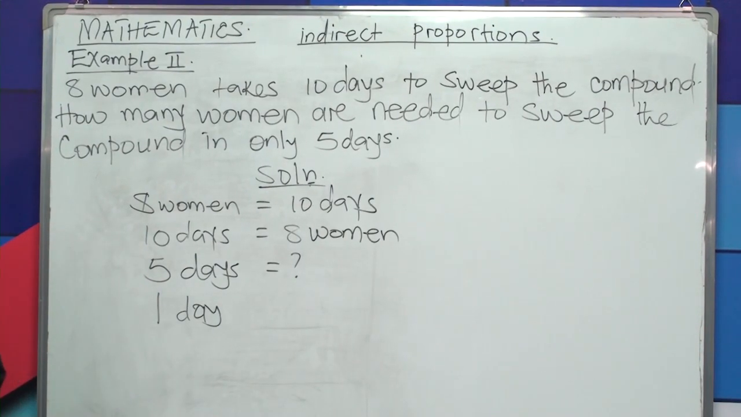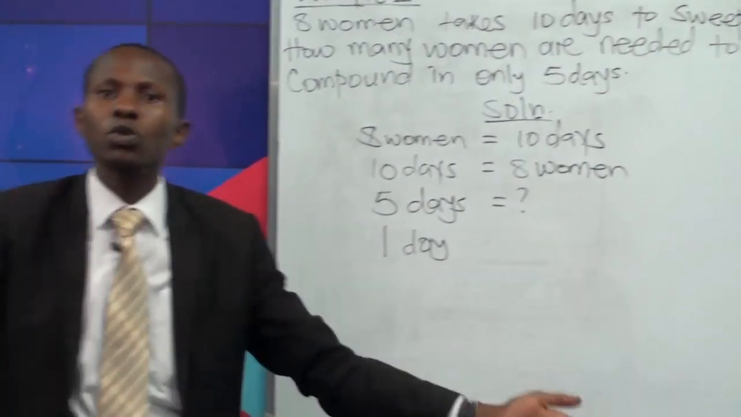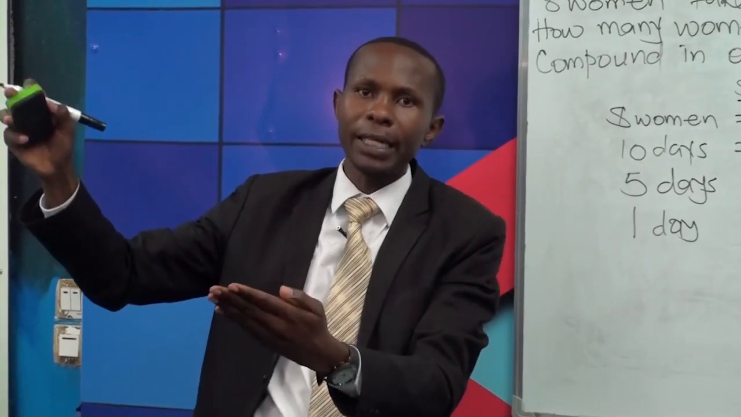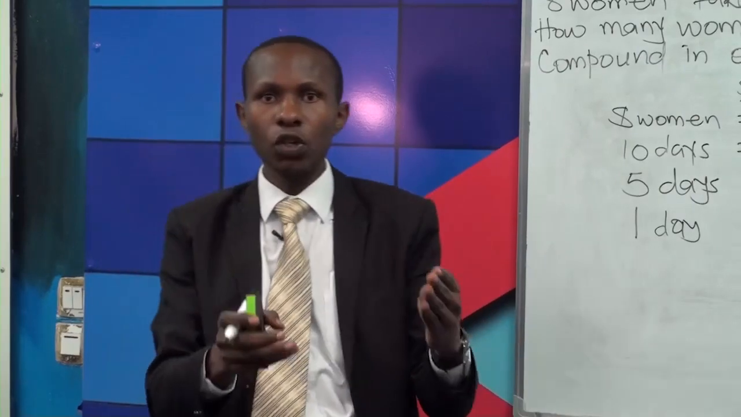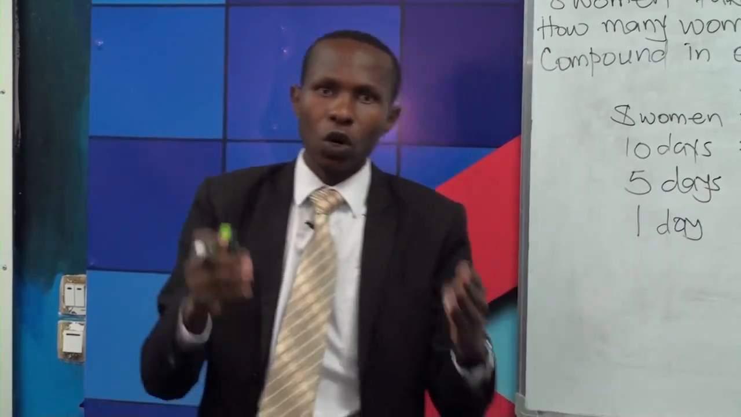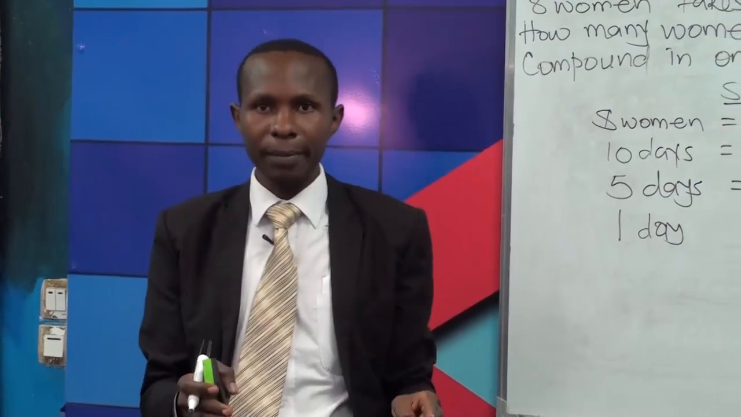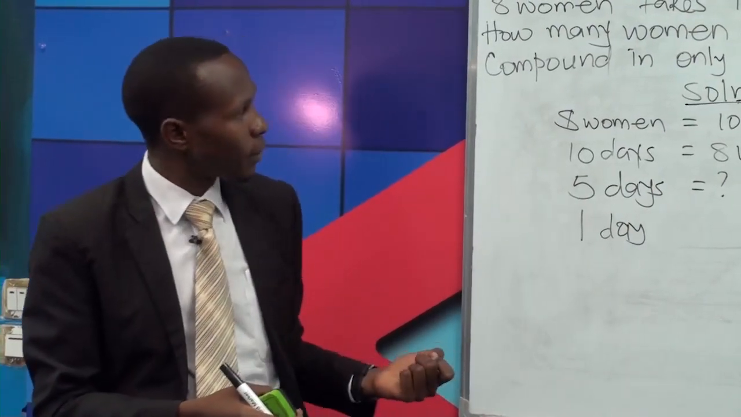But if you have very few workers and you have a lot of work, then it means you'll take very many days to complete that work. But at this time, you are looking at this. We have workers, that is 8 of them. They are working in 10 days to complete the compound.